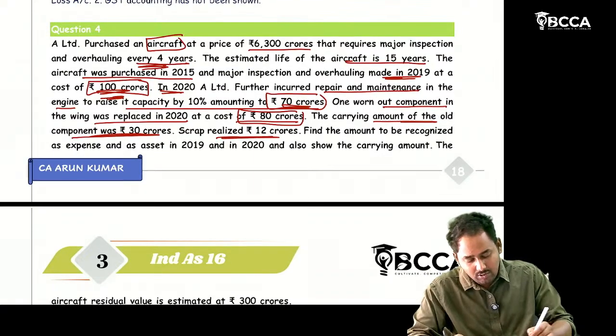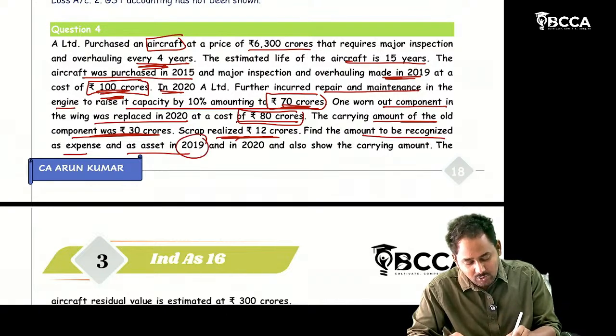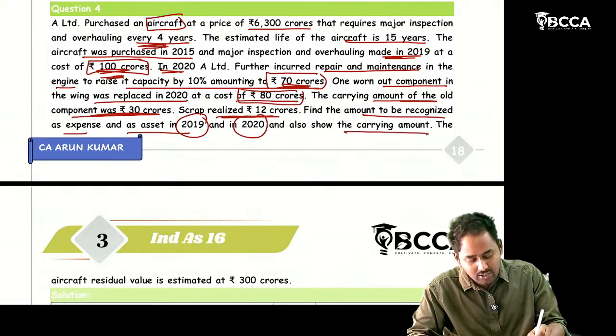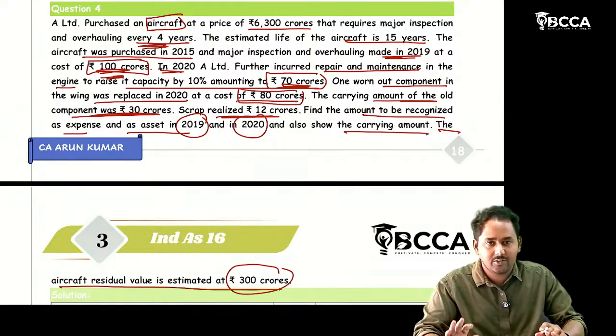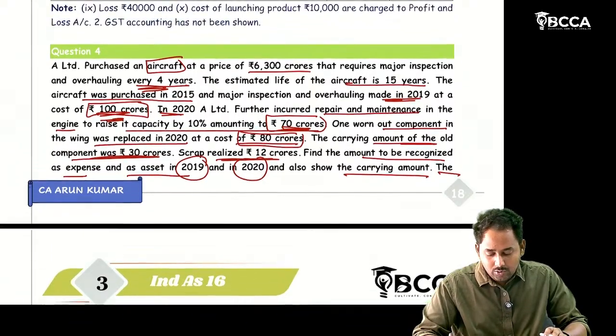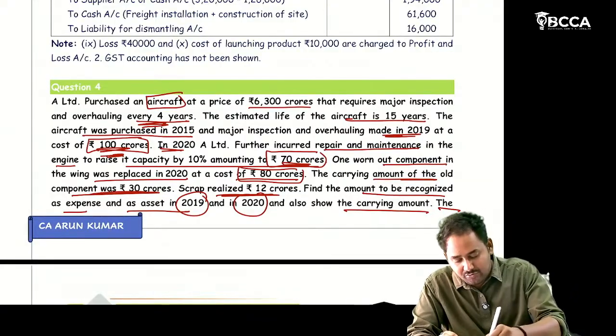Now find the amount to be recognized as an expense and as an asset in 2019 and 2020, and also show the carrying amounts. And the aircraft residual value is estimated at 300 crores. So first, let's start our discussion from 2015. In 2015, what happened?